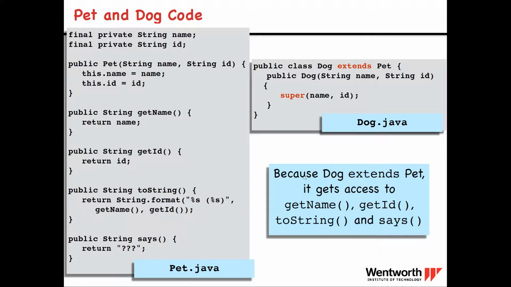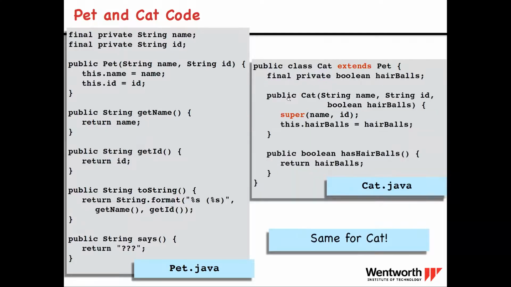And then I sort of mentioned this, because dog extends pet, it has access to get name, get ID, toString, and says. So we can use any of those methods when we have a dog, because they extend pet, and these methods are all public. Same thing for cat, but now we have that little bit of extra stuff. We have the super in there, but we deal with the hairball stuff as well.